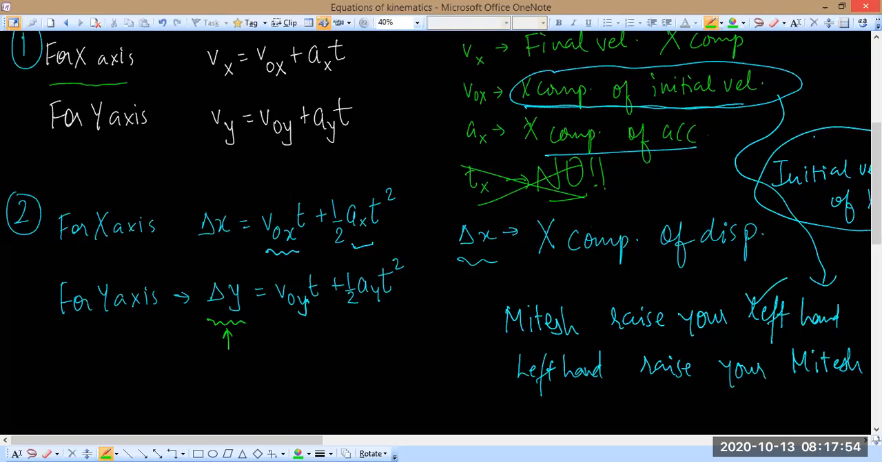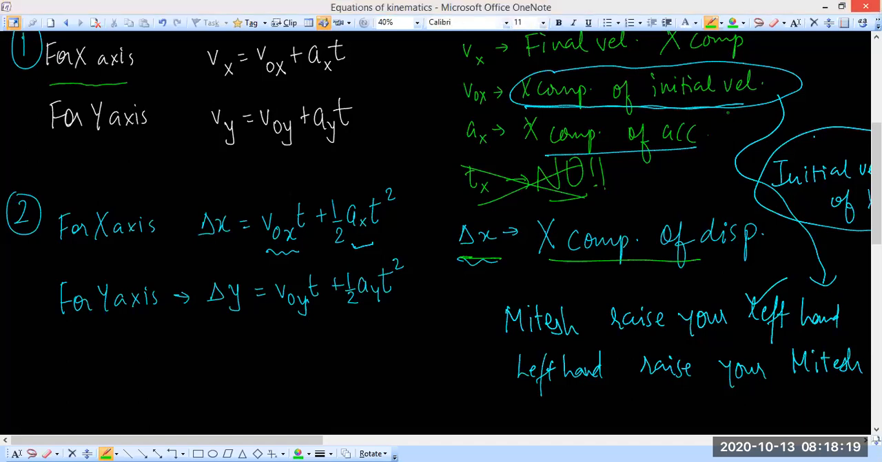Jaikit, you made that same Mitesh kind of mistake. It is y component of displacement. Just like delta x is x component of displacement, this is y component of displacement, right? Not components, Devarsh, component, it is only one, right? Singular.